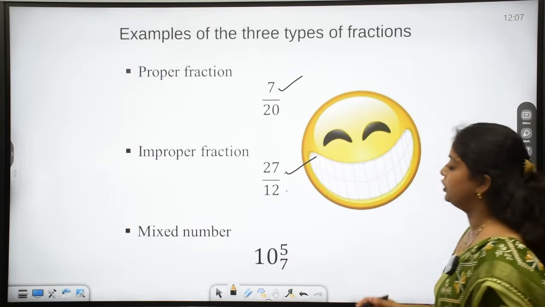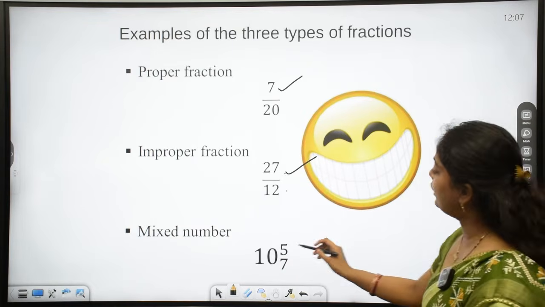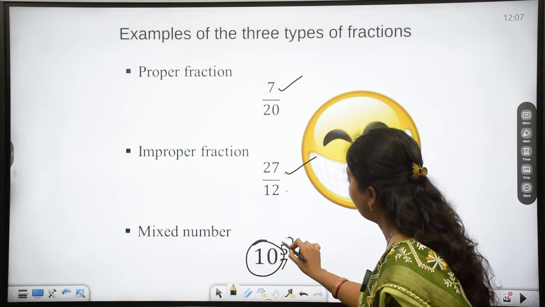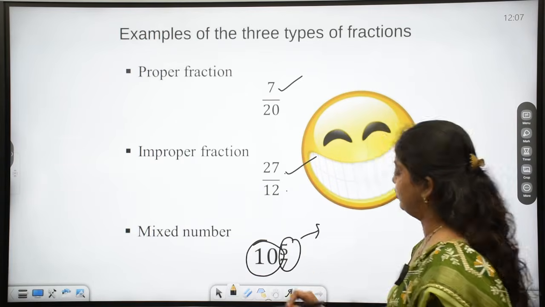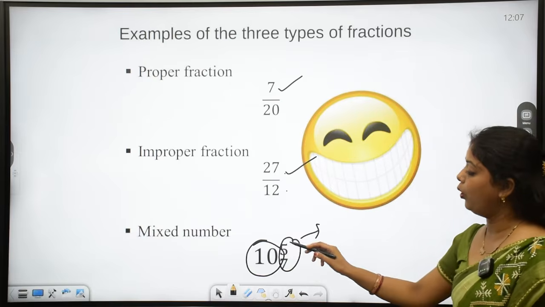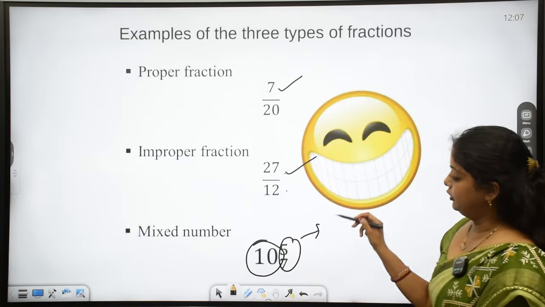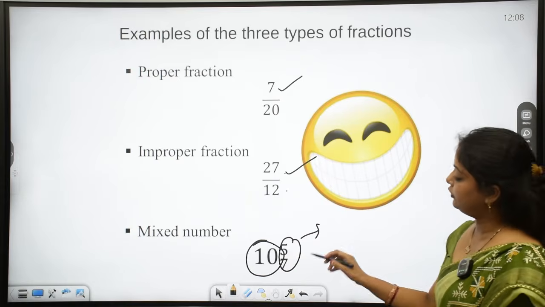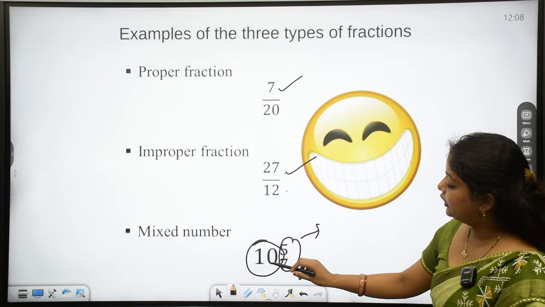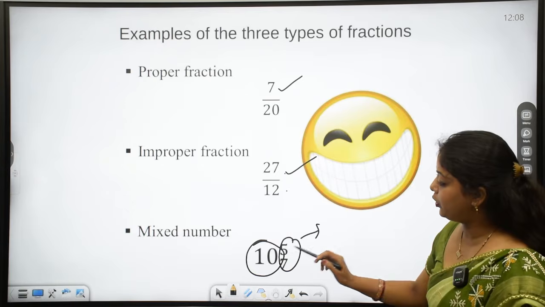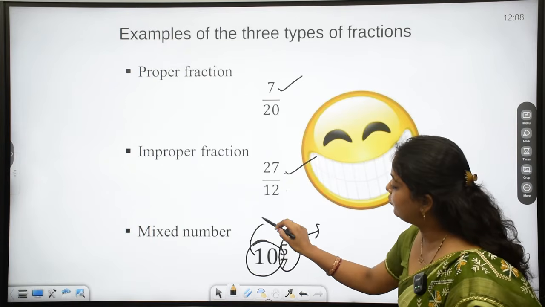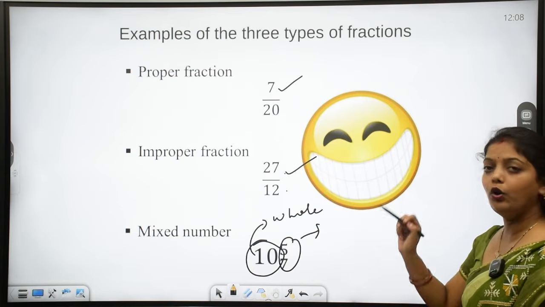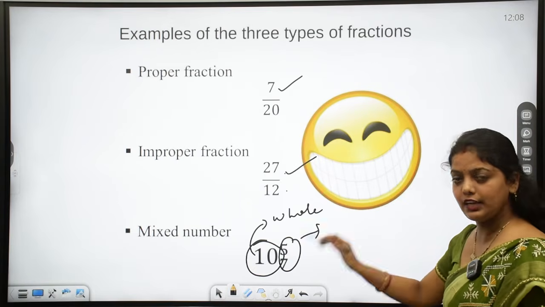And in the next one we can see one complete number, that means a whole is given to you, and one fraction is given to you, and the combination of a whole and a fraction forms a mixed fraction or mixed number. How will we read it? We will read it as 10 whole 5 upon 7, because here we write a whole, so we also call it whole. 10 whole 5 by 7. Clear?